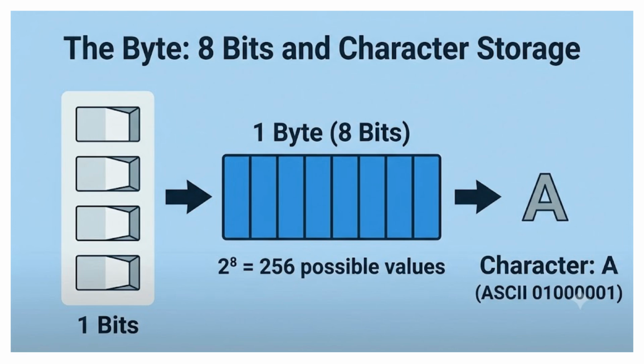A single byte is commonly used to store one character, such as a letter, number, or symbol. For example, the letter A is stored using the binary pattern 01000001 in the ASCII character set. This is why text files are measured in bytes. Every word, sentence, and document on your computer is simply a collection of many bytes working together.